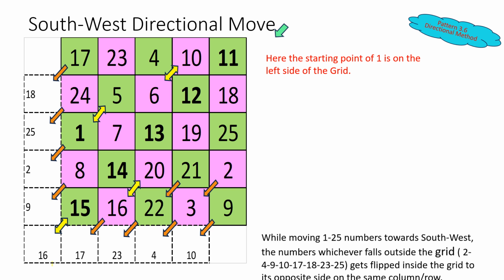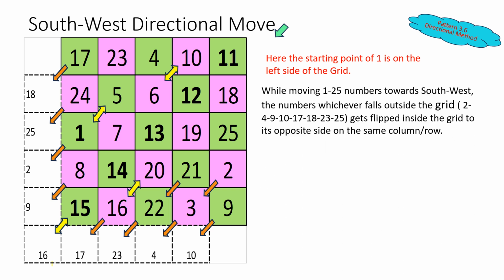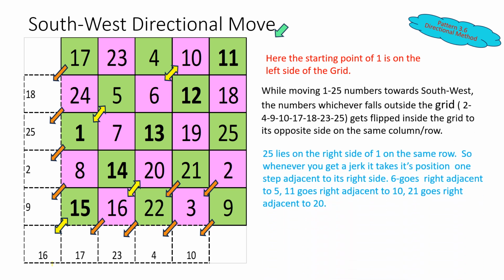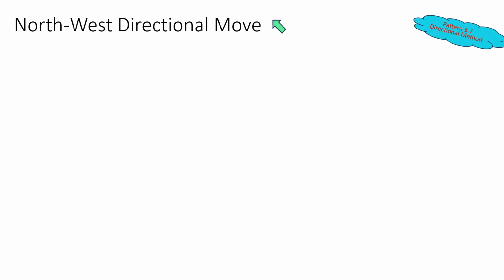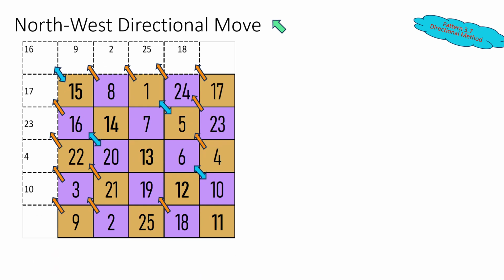Now I'll check all the numbers. 25 lies on the same line: 1, 13 and 25, and check its diagonal. Now check their sum. It's 65. Here comes the next pattern, the northwest move. 1 falls on the north position. You have to travel towards the western side, so upwards.